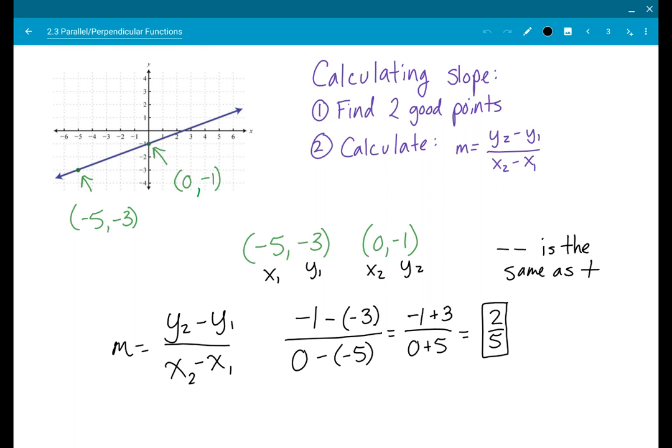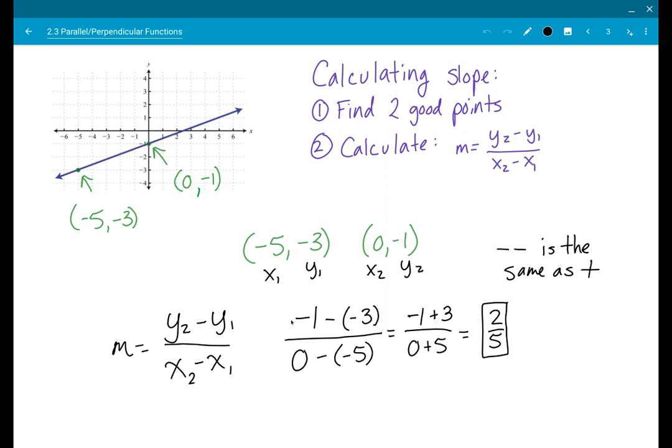Next, I took the 2 points and I labeled them x1, y1, x2, y2. I do this so that I can use the slope formula. Now, I just did left and then right as my first point and my second point, but actually it doesn't matter which one's your first point and which one's your second point, as long as you're consistent. x1 and y1 have to be from the same point, and x2 and y2 have to be from the other point.